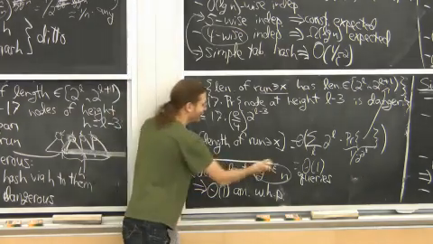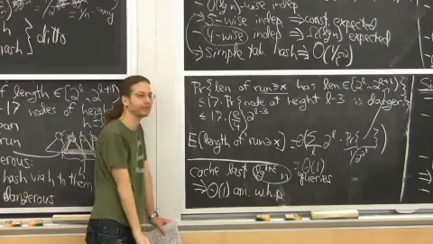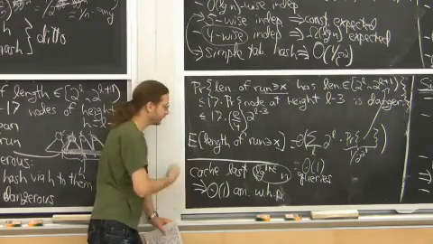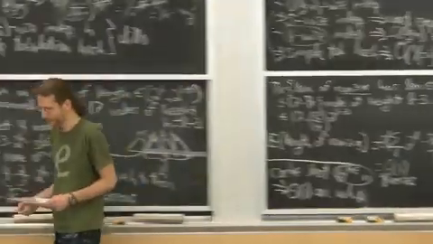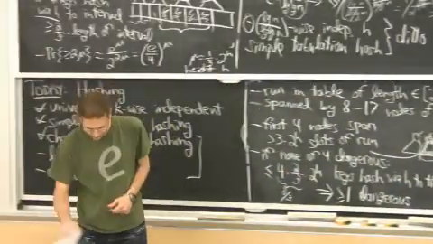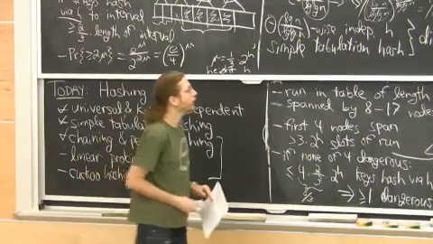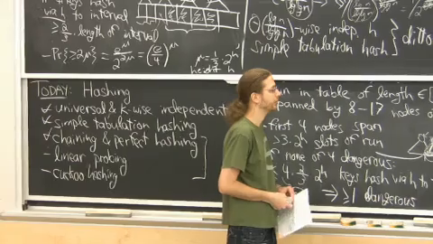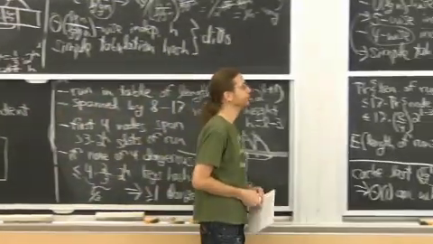You expect to pay log to the 1 plus epsilon for log to the 1 plus epsilon queries. And so then you divide and amortize and you're done. So a little bit more details in the notes about that if you want to read. I want to do one more topic, unless there are questions about linear probing.